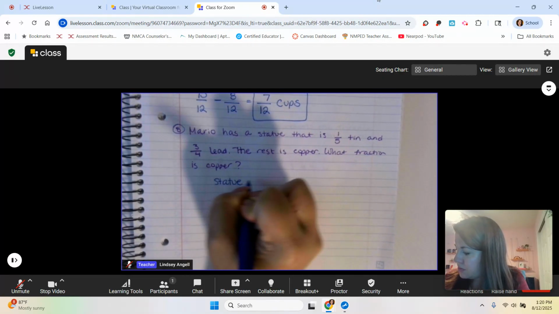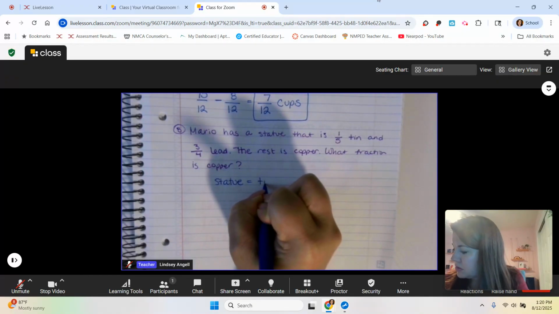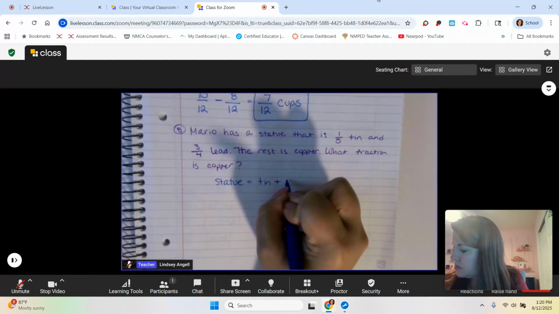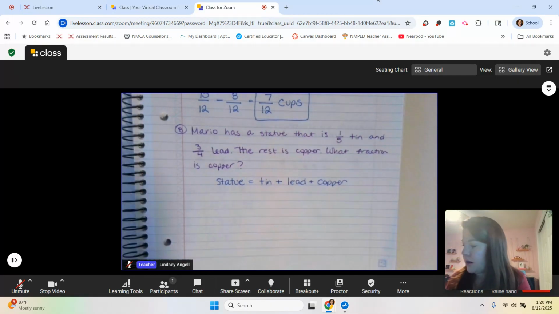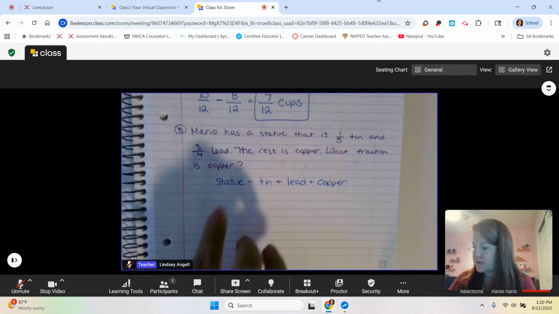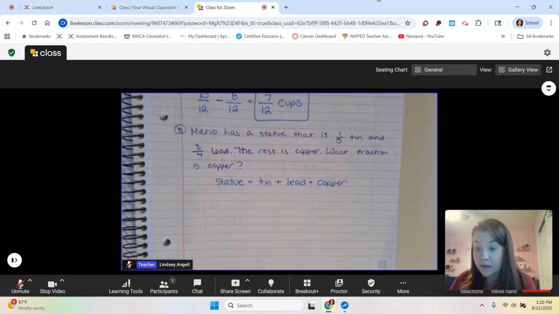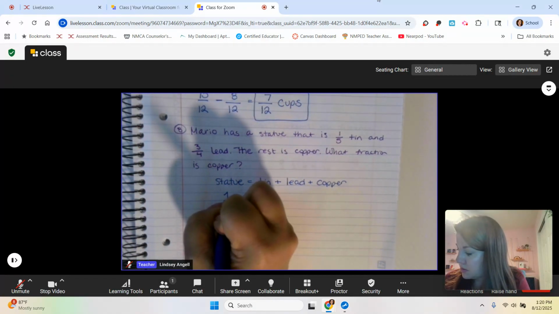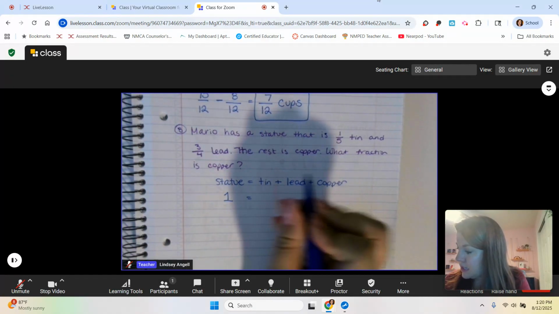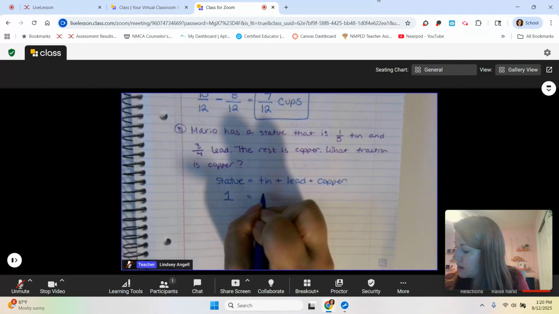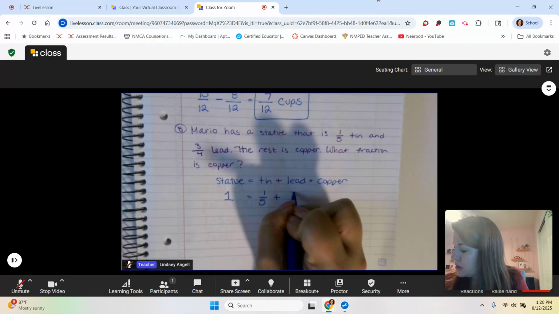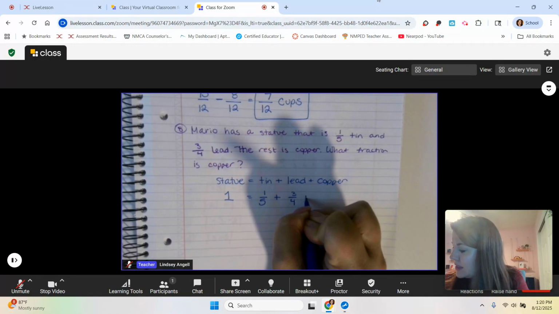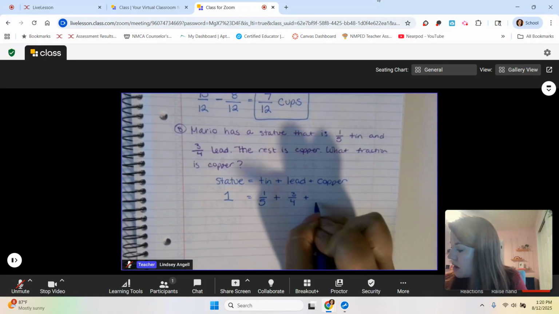the statue is equal to a combination of tin plus lead plus copper. Okay? Well, let's put number values with each of those. If it's a statue, it's one whole statue. So I'm going to replace that with a 1. The tin portion, what did I say? 1/5? The tin portion is 1/5. The lead portion is 3/4. And then we don't know what the copper value is.